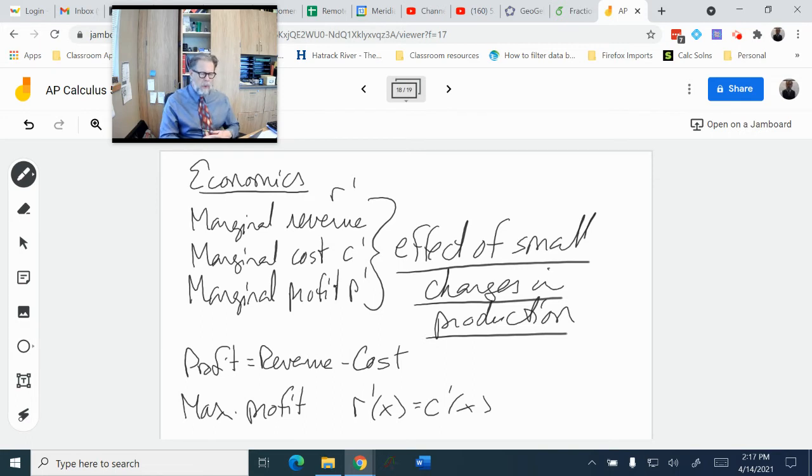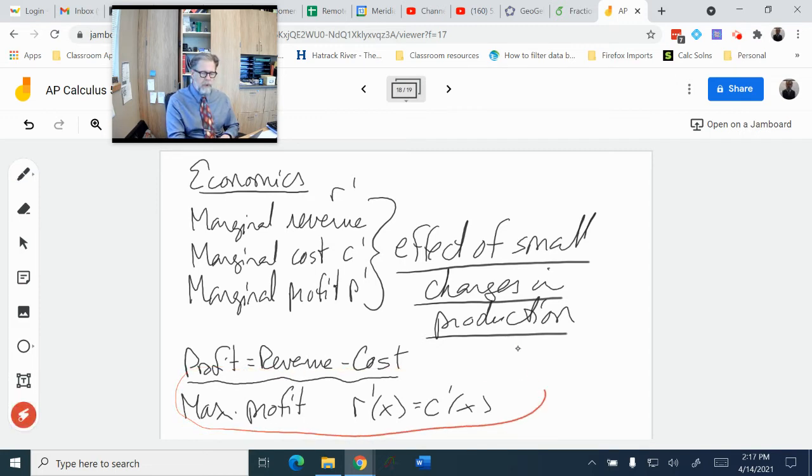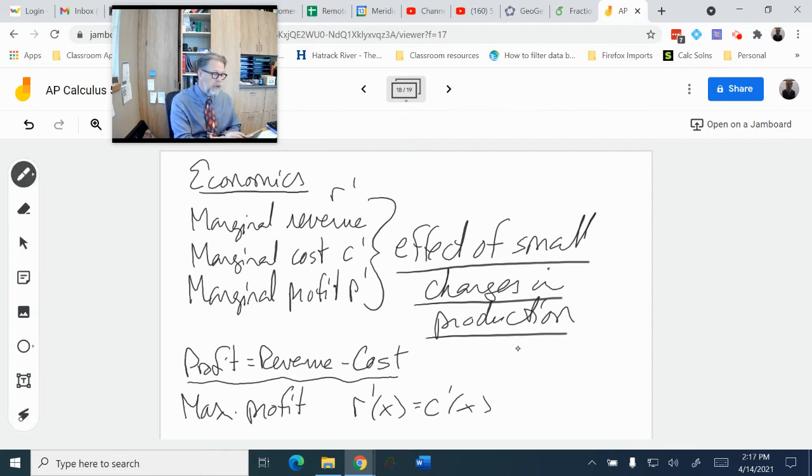What do we know about economics problems? Well, since profit is equal to revenue minus cost, we can find the maximum profit by setting the profit derivative, the marginal profit, equal to 0, and if the marginal profit is equal to 0, then the marginal revenue and the marginal cost must be equal to each other. Write that down, put it in your notes, keep track of it. You will need that right there.